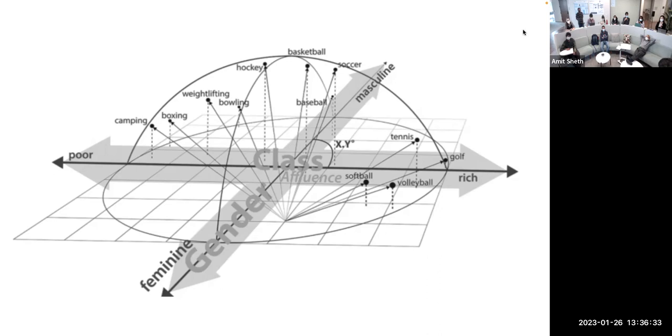They said, well, it still makes sense. So if you plot out your word vector, this is feminine, this is masculine, this is poor, and this is rich, and you try to talk about the sports available in the United States. And this is how it works. And this perfectly makes sense.